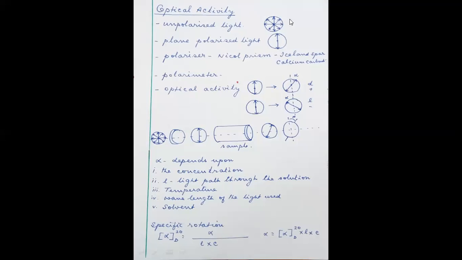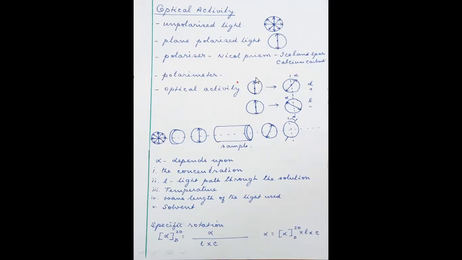Look here, this is the unpolarized light having the vibrations in all the perpendicular planes. Whereas this is the plane polarized light where the vibration is restricted to only one plane, which is perpendicular to the direction of propagation of the wave, but it is confined to only one plane. Right.